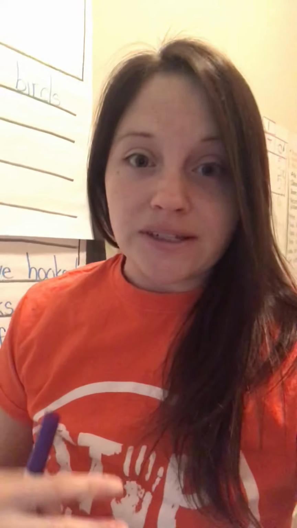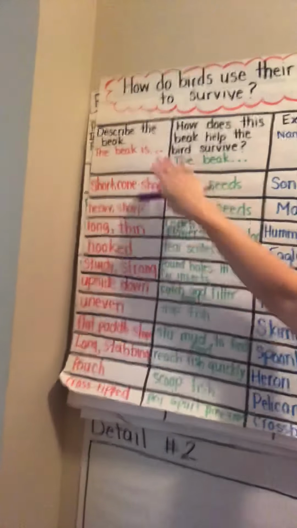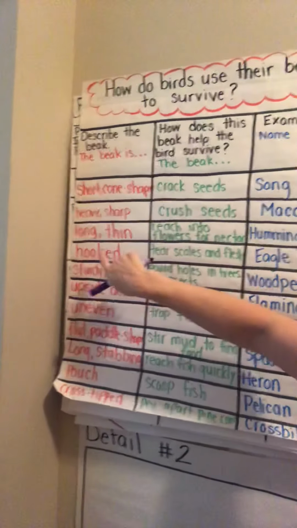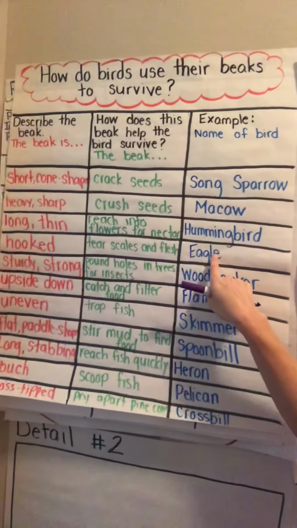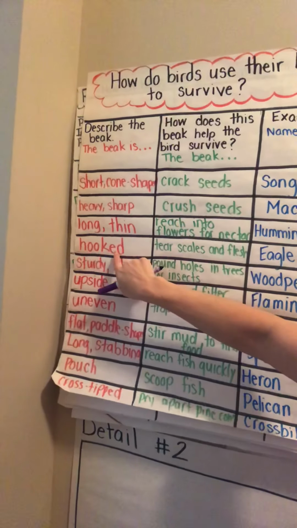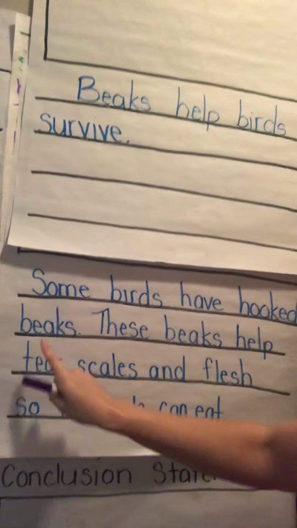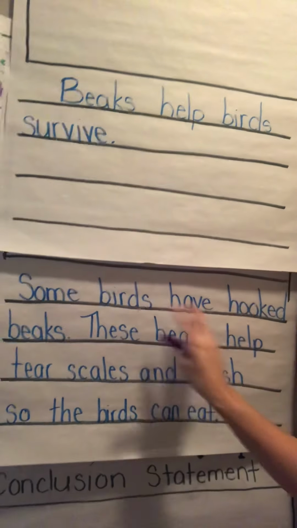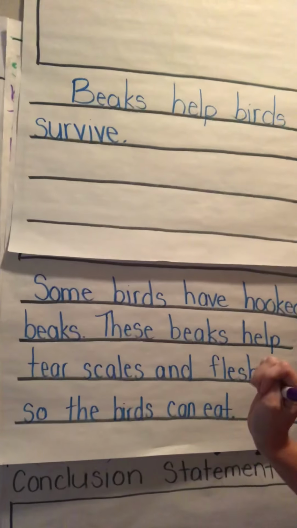Then our second step we did was our first detail. And when we did our details, we had to pick one of our birds to talk about. So yesterday I picked the one for hooked, which is our eagle. So my first sentence for my first detail, I had to tell about how the beak looked, which is hooked. So I changed hooked because remember, is hooked a sentence? Is that a complete sentence? No, it's not. So I can't just put hooked and say I'm done. So I said, some birds have hooked beaks. So I have my word hooked. So now I described what type of beak I'm talking about.